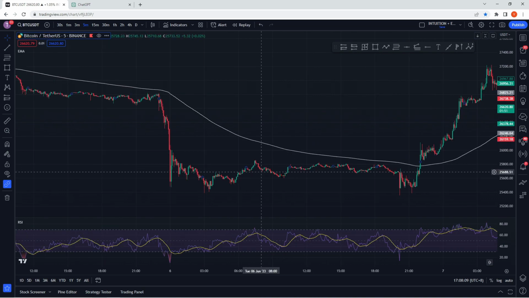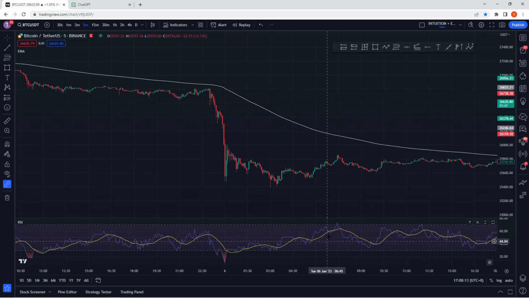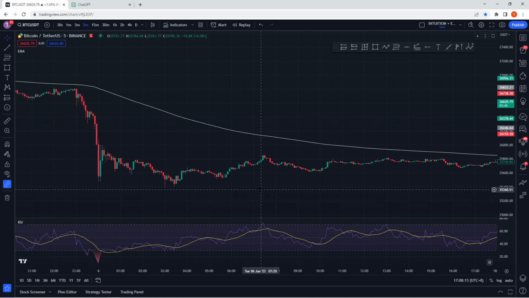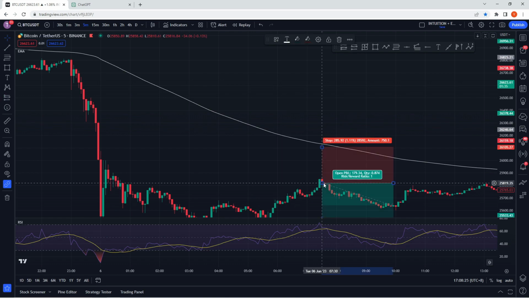So here we see that price breaks below the 200 EMA, and you want it to reach above the 70 mark and cross back below. So right here you can see price is below the 200 EMA, it reaches above the 70 mark, and it crosses back below, so that is a valid position. So you're going to enter right there on that candle.